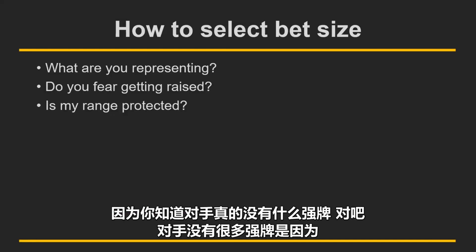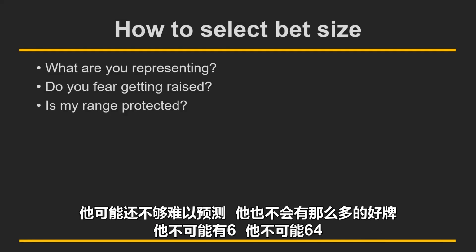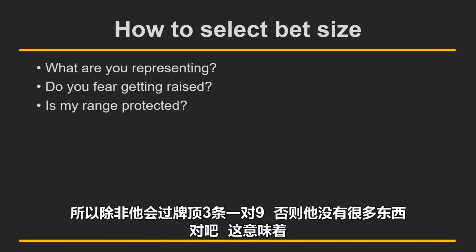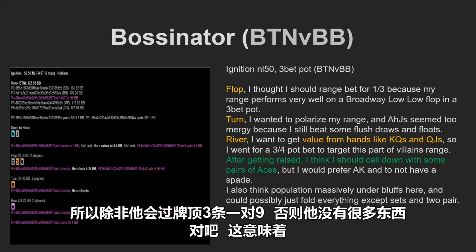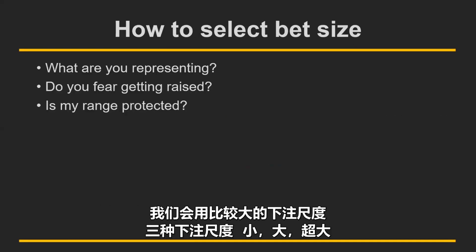Villain doesn't really have much because, one, he probably is not unpredictable enough, but two, there's just not a whole lot of hands to have. He couldn't have had 8-6. He couldn't have had 6-4. So unless he checks back like top set of nines, he doesn't have a whole lot, right? And that means that we use the bigger bet size.